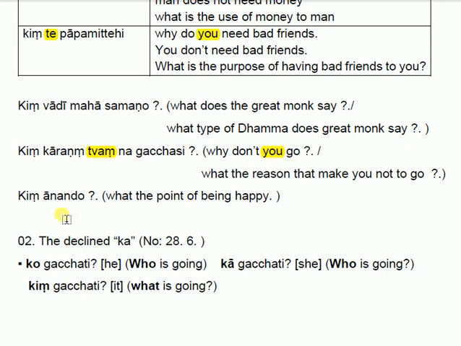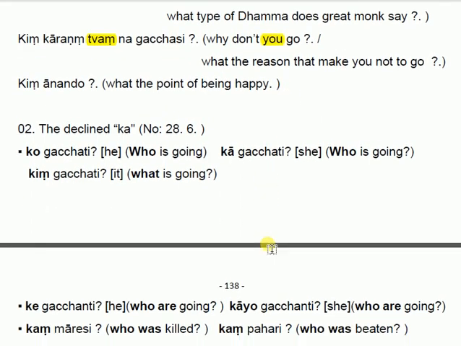Right. Here kim ānando. Kim ānando. Another way of using kim. What is the point of being happy? What is the point of being happy? So let's say kim ānando, what is the point of being happy? Right. Now let's go down. Number 2, the way of questioning.